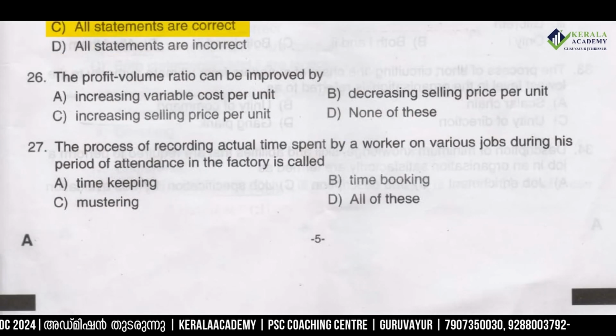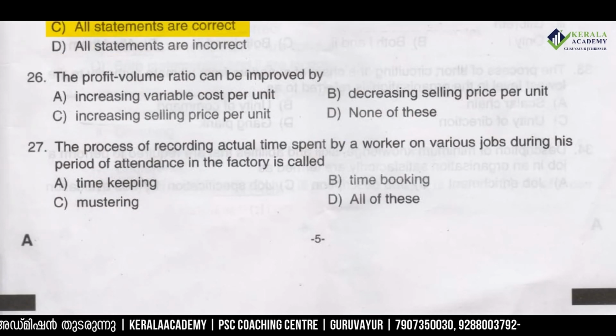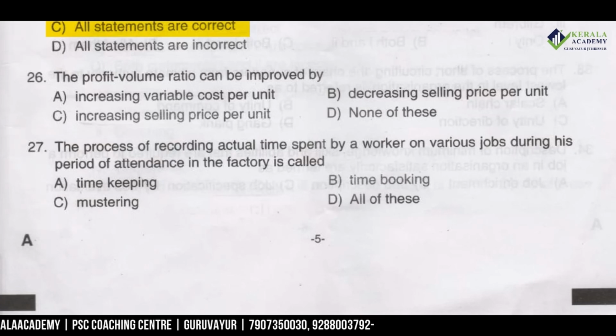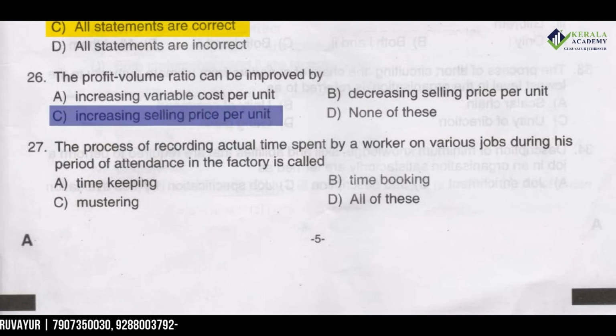Next question. The profit volume ratio can be improved by increasing variable cost per unit, decreasing selling price per unit, increasing selling price per unit, none of this. Correct answer, option C, increasing selling price per unit.